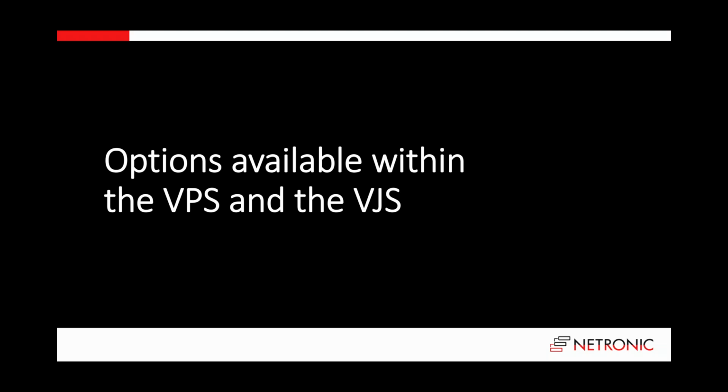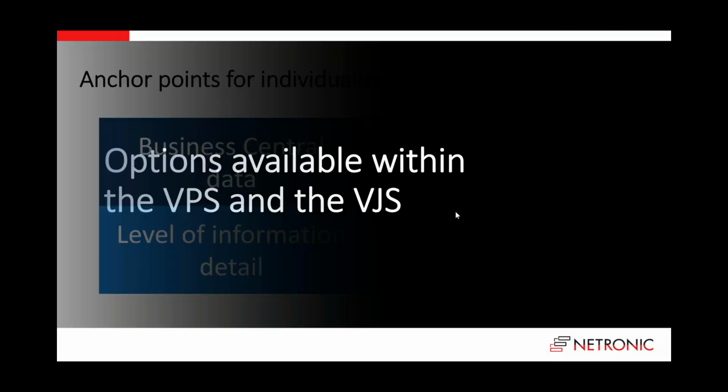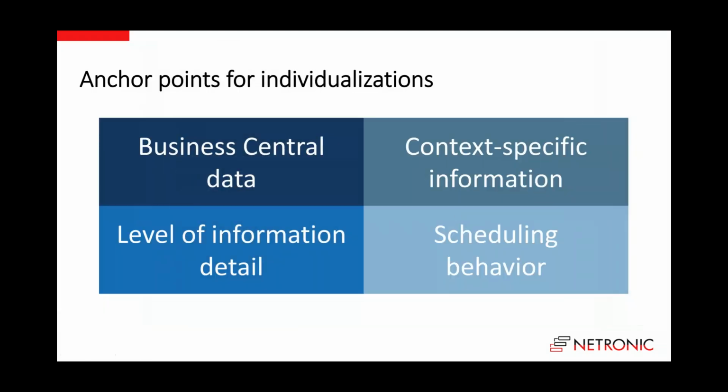We allowed for many of them, and we are allowing for many of them, but everything that we build there has to meet the criteria that it can help a customer achieve the target faster. And in our products, in the VPS and the VJS, there are 4 anchor points for making individualizations.